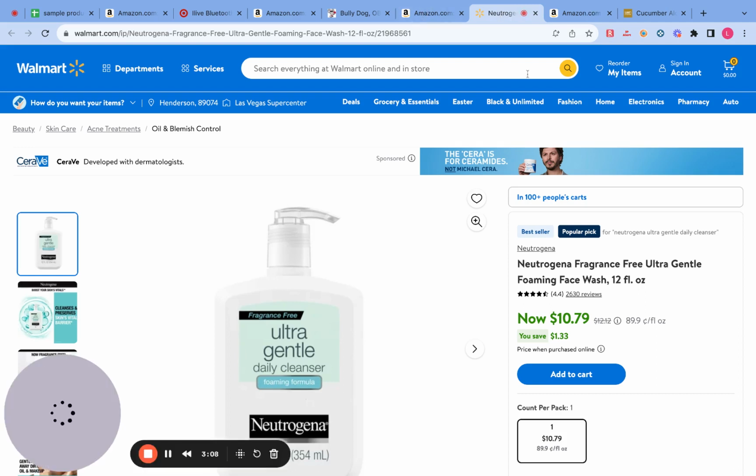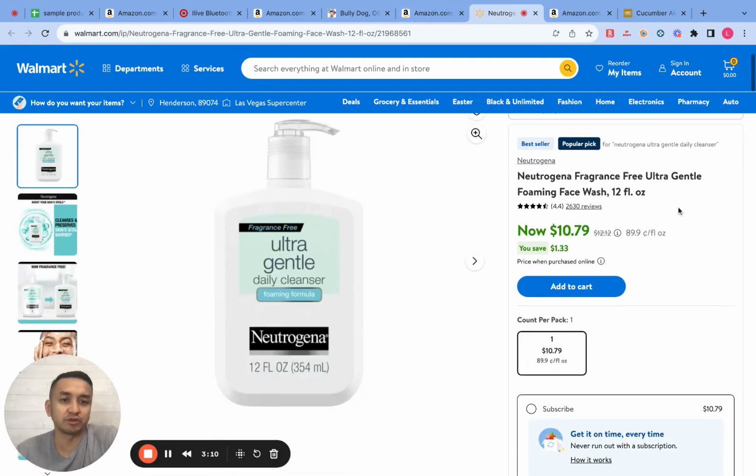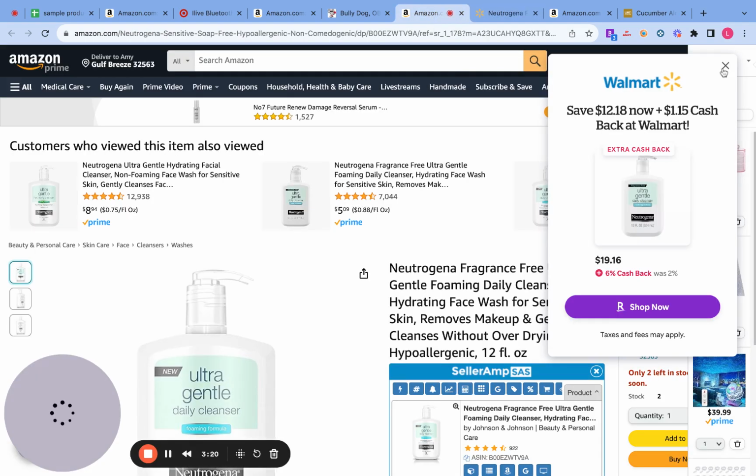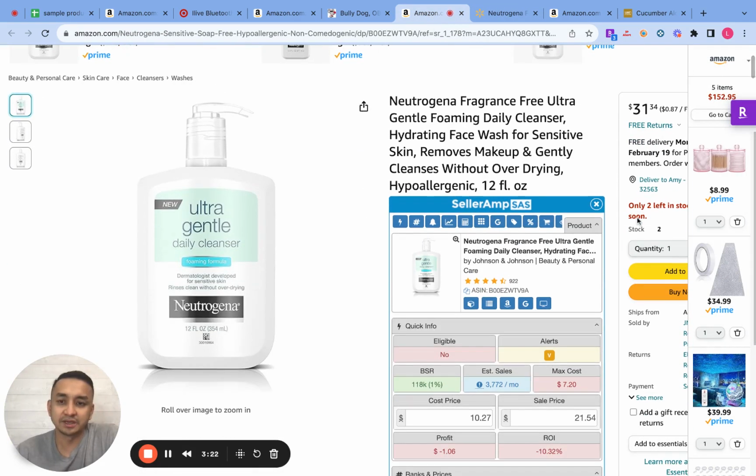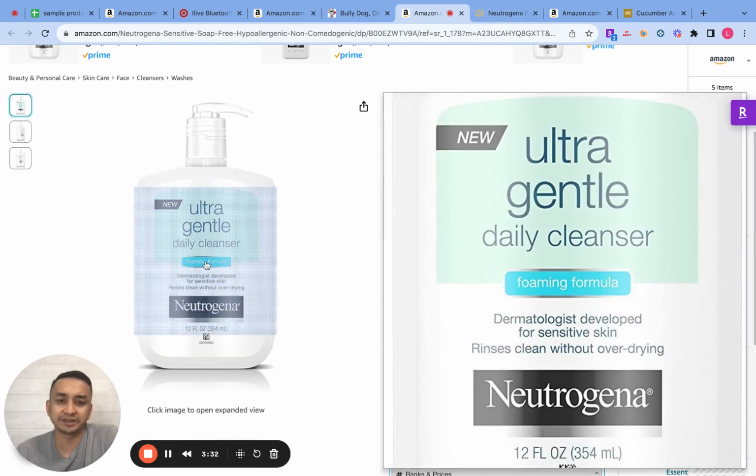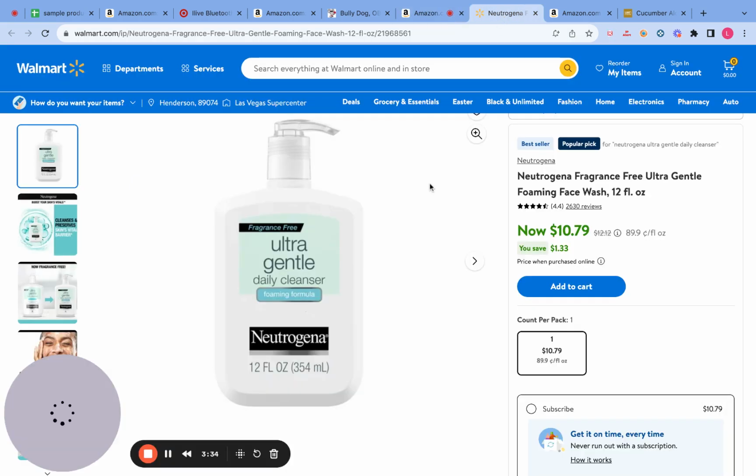Next one is a Neutrogena fragrance free ultra gentle foaming face wash. It's at Walmart for $10.79. I would briefly look at the products to see if they're matching. It looks the same, right? Fluid ounces. Yeah, it looks like the same product. The packaging is slightly different from each other, but it's the same product. Different packaging, same product.